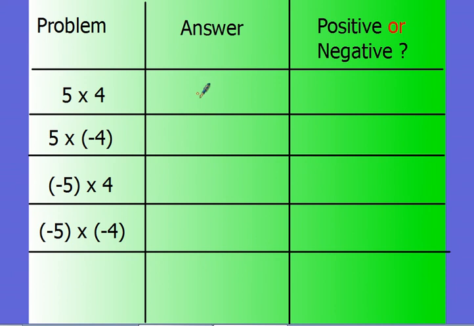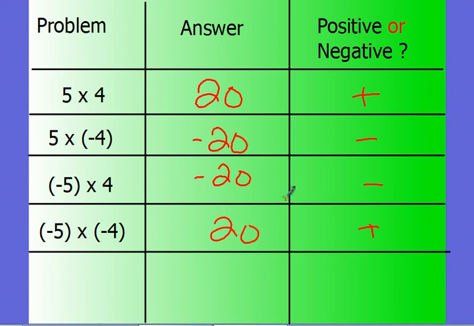Alright. 5 times 4 is 20. Asking if you're going to be positive or negative. I don't have any negative signs, so you're going to be positive. 5 times -4 is going to be -20 because we have one negative. -5 times 4, you know it's going to be negative. It's -20. And then -5 times -4, even number, so that's also going to be just regular 20.